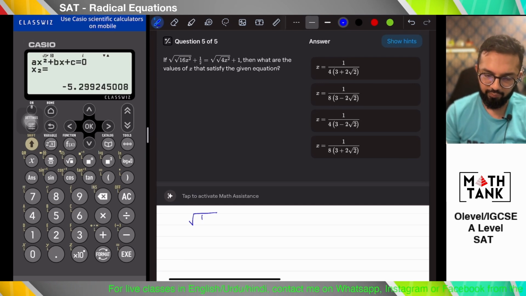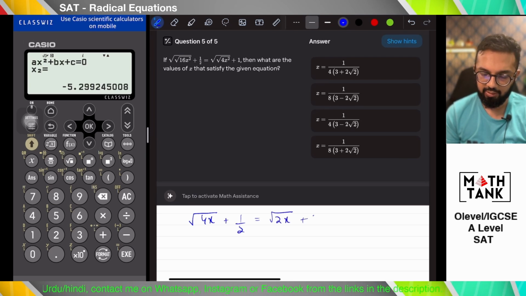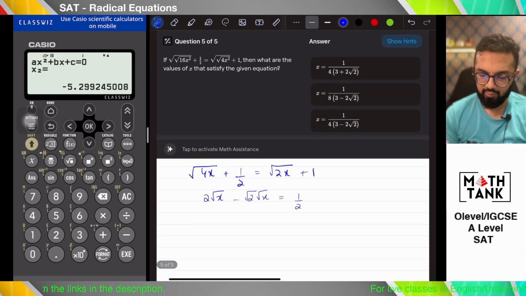So that gives me root of 4x plus half. So root of 2x plus 1. Okay. That gives me 2 root x equals, okay, now what's the best way to solve this? Okay, root 2 root x equals 1 minus half, which gives me half. If I factor out the root x, I get 2 minus root 2.